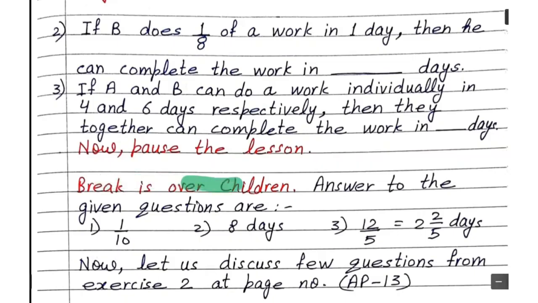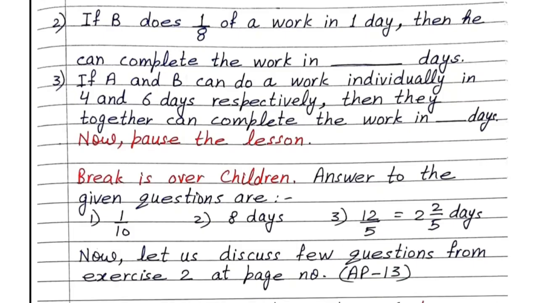Break is over, children. The answers to the given questions are 1 by 10, 8 days, and 12 upon 5, that is 2 by 5 days. I hope you all have understood this now. Now children, open your book, page number AP 13, exercise 2. Now let us discuss a few questions from the exercise.